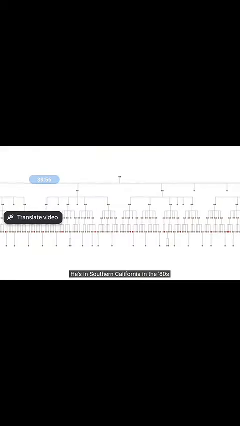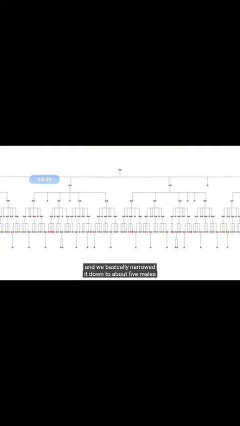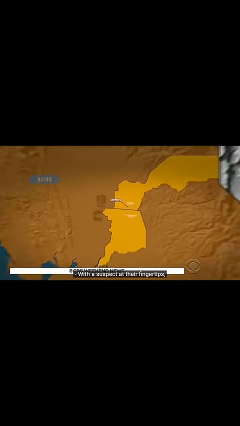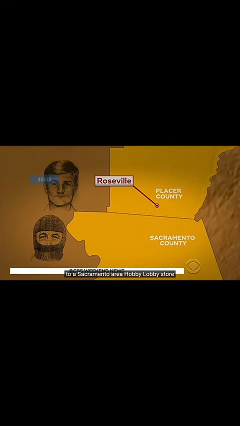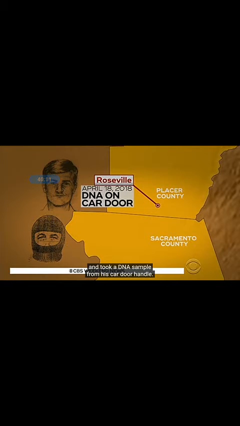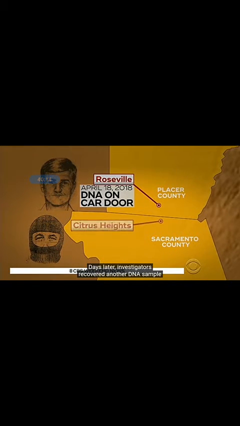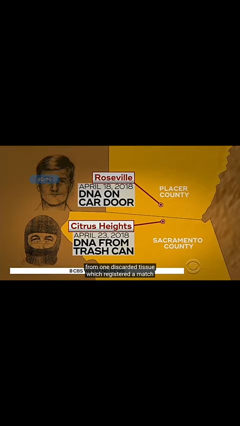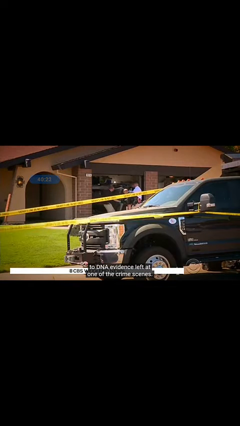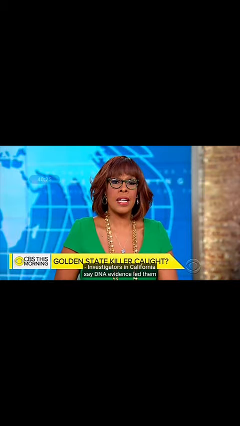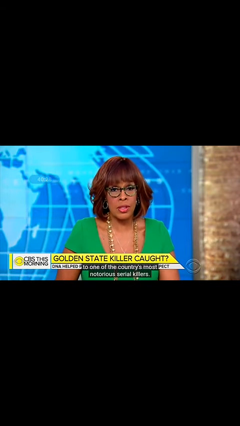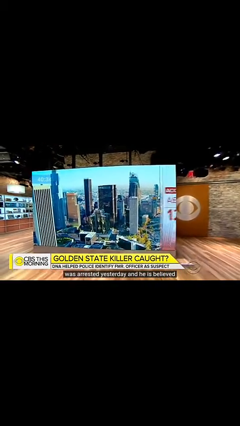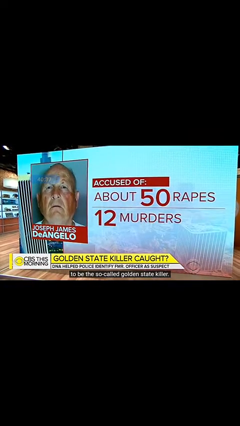And in California in the 80s, we basically narrowed it down to about 5 males, and then it's just investigations. With a suspect at their fingertips, this spring they followed him to a Sacramento area Hobby Lobby store and took a DNA sample from his car door handle. Days later, investigators recovered another DNA sample from one discarded tissue, which registered a match to DNA evidence left at one of the crime scenes. Investigators in California say DNA evidence led them to one of the country's most notorious serial killers. Former police officer Joseph James D'Angelo was arrested yesterday, and he is believed to be the so-called Golden State Killer.